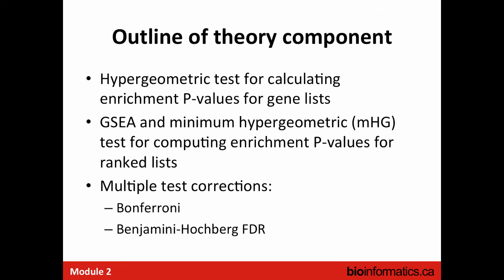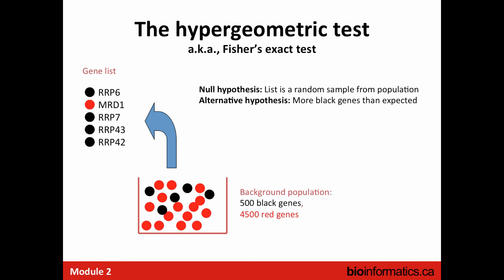The test for gene lists, the only test you ever need to know, is called Fisher's exact test or the hypergeometric test. I give it two names because whenever I give it one name, someone always comes up with a second name. Fisher's exact test might test for both over-enrichment and under-enrichment, but there's a difference of opinion about that. Certainly the way that everybody uses Fisher's exact test tests for over-enrichment.